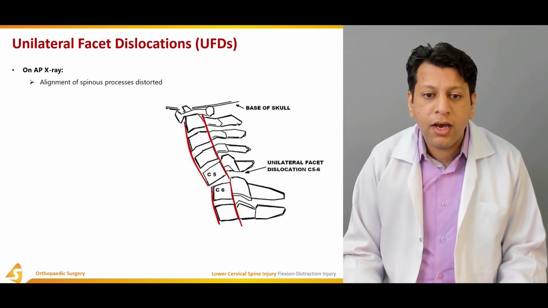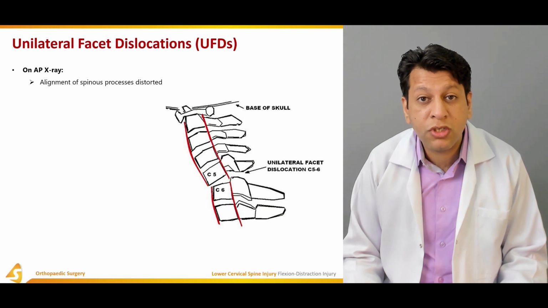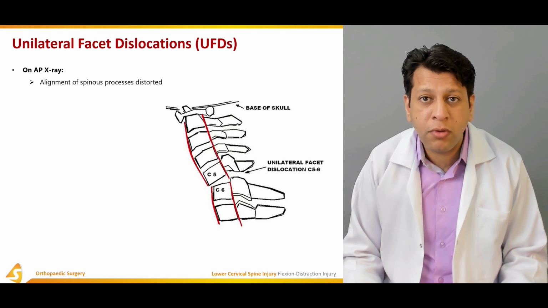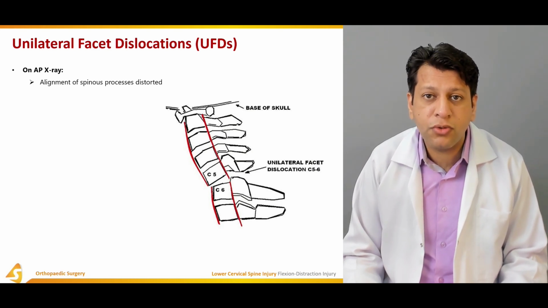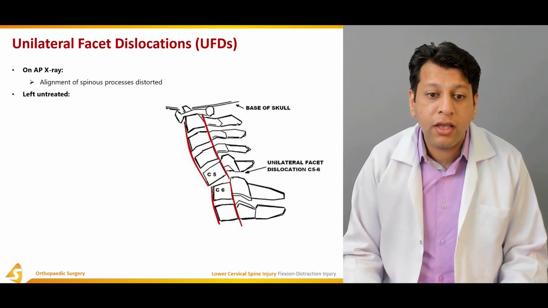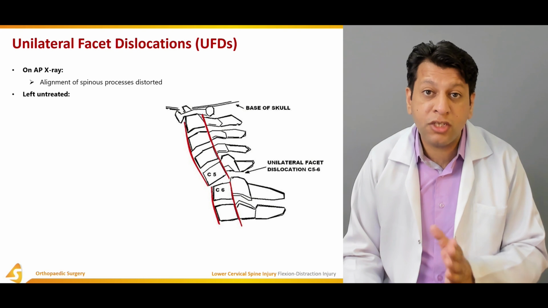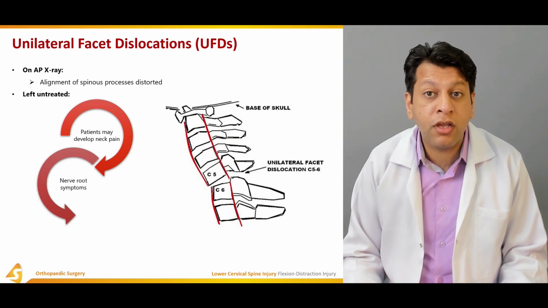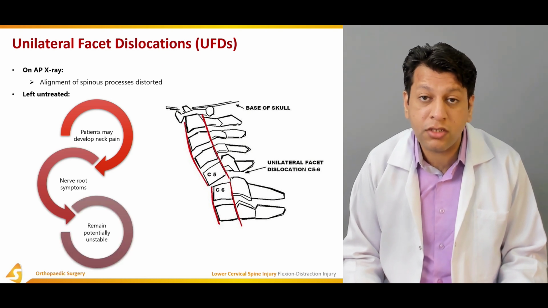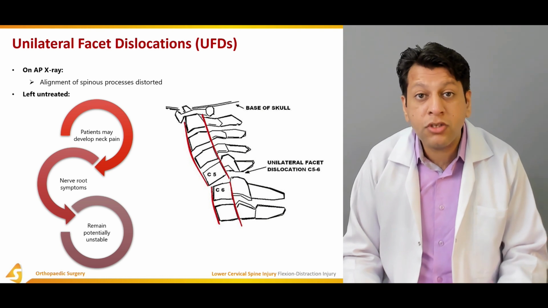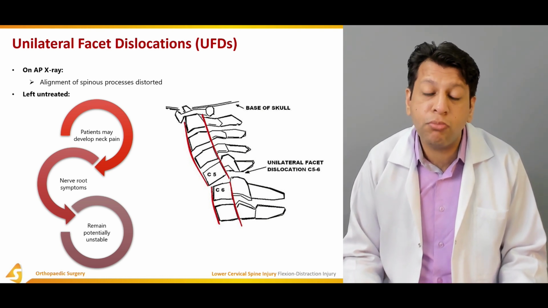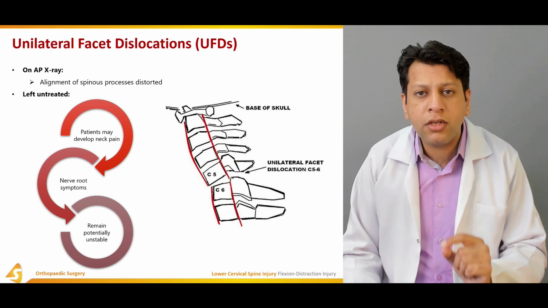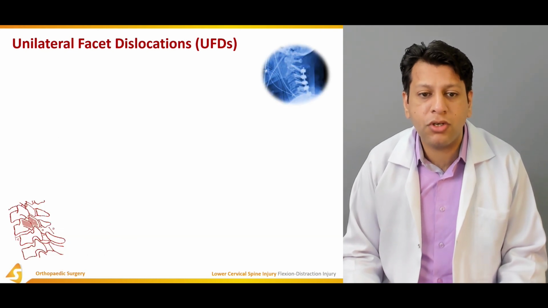On AP view, alignment of the spinous processes is distorted. Why? Because one of the spinous processes is rotated, and on AP view you can see a disrupted spinous process line. If it's left untreated, although at this point the patient may be neurologically intact, the patient may eventually develop neck pain, nerve root symptoms, and potentially remain unstable, and eventually it could be a serious complete spinal cord injury as well. So it is very important to know that unilateral facet dislocation and bilateral facet dislocations are potentially unstable injuries and they have to be managed accordingly.